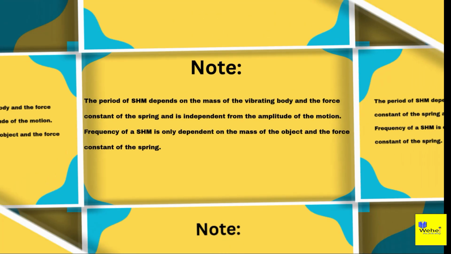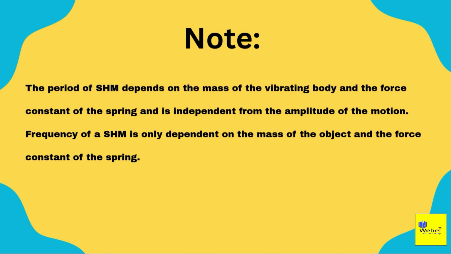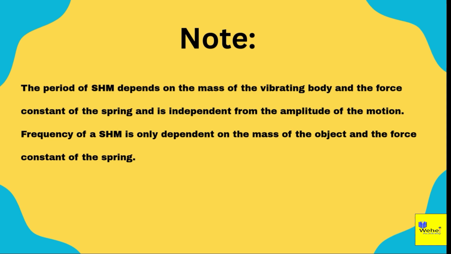Note: 1. The period of SHM depends on the mass of the vibrating body and the force constant of the spring, and is independent of the amplitude of the motion. 2. The frequency of a SHM is only dependent on the mass of the object and the force constant of the spring.